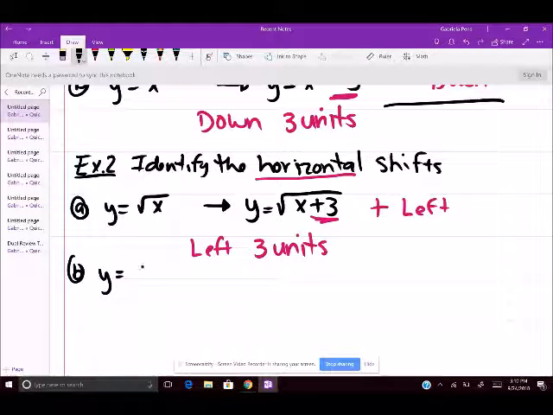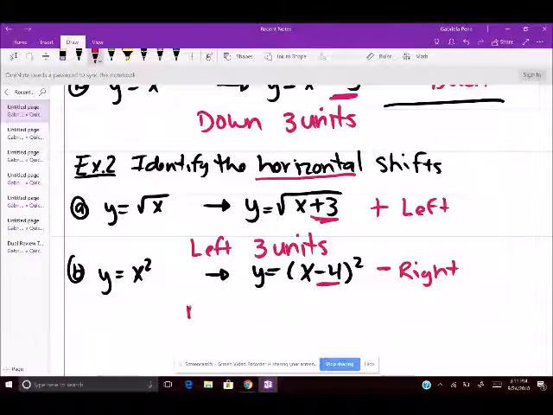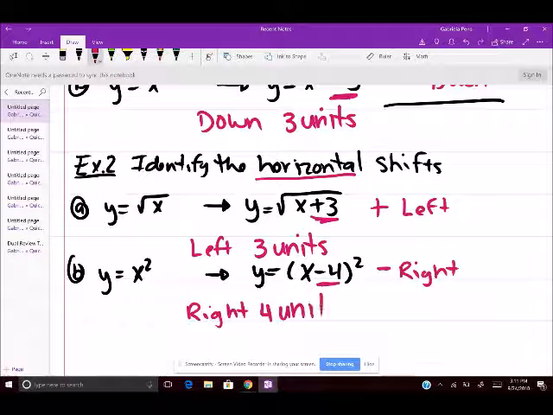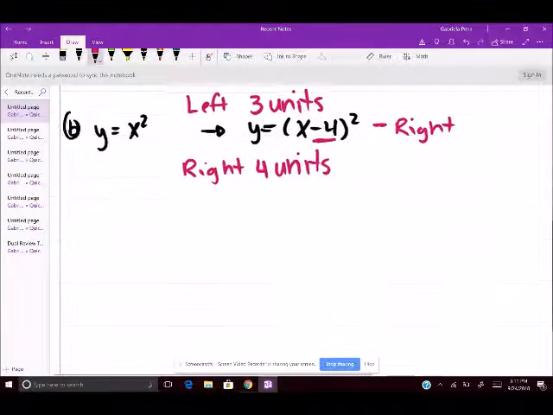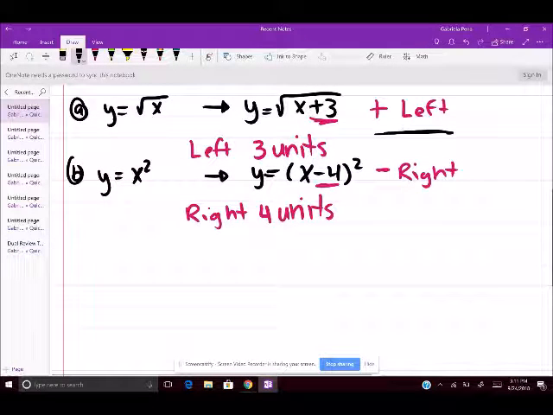The original one is y equals x squared. Y equals parentheses x minus 4 squared. Once again, it is grouped. They're together. When you see a minus, we should know that it moves to the right. So my answer here would be right 4 units. So if you see a plus, it's left. If you see a minus, it's going to be right.